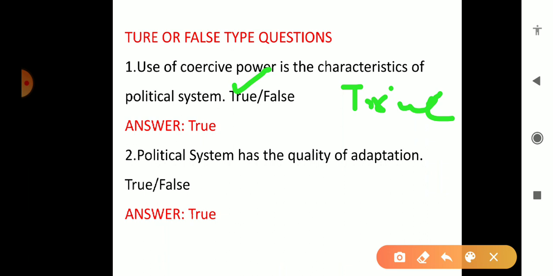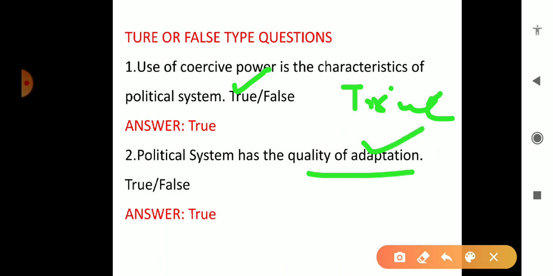Political system has the quality of adaptation. Adaptation means to make itself, to change itself as per the need and the requirement with the time. Any organization that doesn't change with the time becomes obsolete and ends. But the political system, we have seen, is changing itself as per the need. It has the quality of adaptation. So it means it is true.